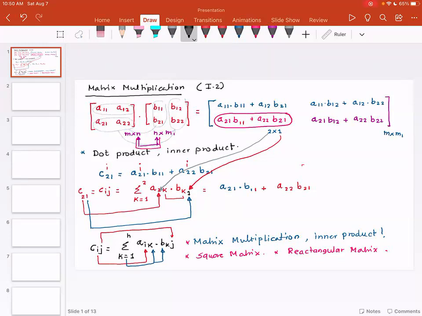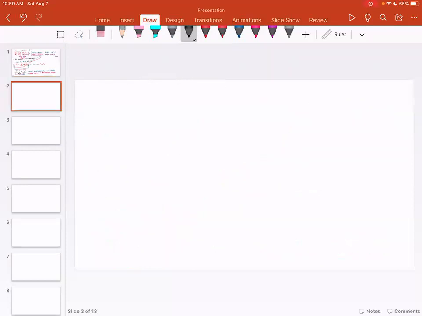Now, what we want to do is look at the same multiplication in a slightly different fashion. We are going to write the product A times B as column times rows. So columns of A times rows of B.